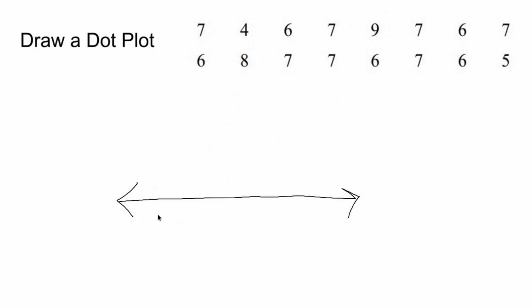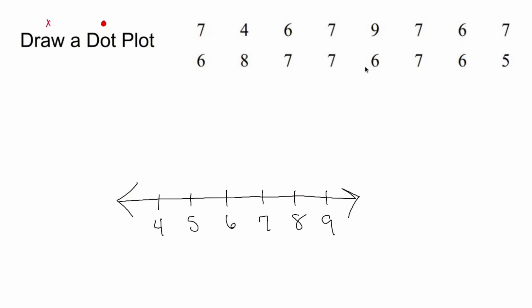So it looks like the smallest number is 4. The largest number is going to be 9. So 4, 5, 6, 7, 8, 9. And I did a great job spacing that out. Now, this is a dot plot, so we're going to use dots. Some classes use X's, but it doesn't really matter.